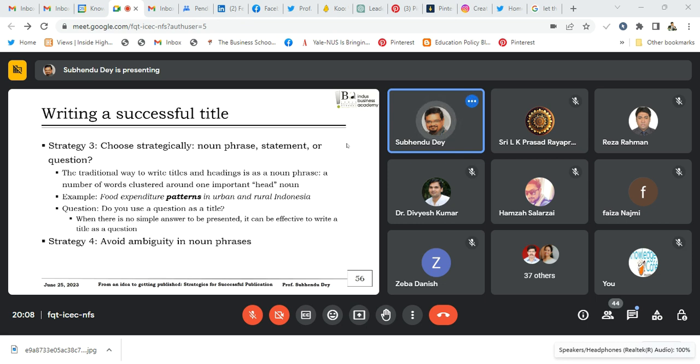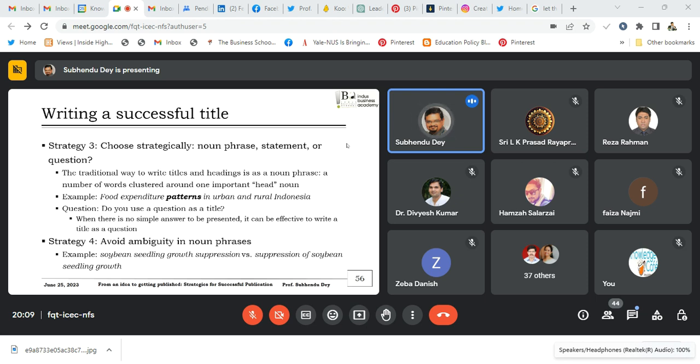The next point is avoid ambiguity in noun phrases. So I'll give you an example. Say, for example, the point here: soybean seedling growth suppression versus suppression of soybean seedling growth. Now, if you look at soybean seedling growth suppression, is it suppression of growth? Is it soybean seedlings suppression?